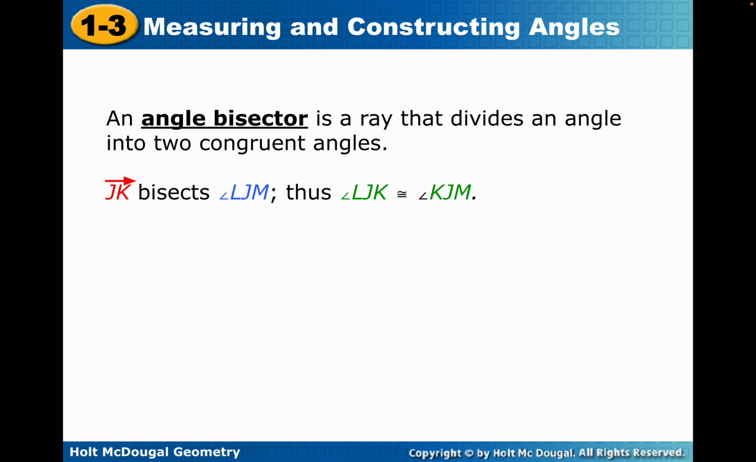Okay, here's one thing that's really important to know: angle bisectors. So an angle bisector is a ray that divides an angle into two congruent angles. So anytime you have an angle bisector, like this one, it says JK bisects angle LJM, okay, then that's going to make two angles that are congruent. So if this angle right here, angle LJK, is 30 degrees, then this angle right here, KJM, is also going to be 30 degrees. So anytime you ever hear the word angle bisector, it's dividing the angle into two congruent angles. So it's dividing it perfectly in half.